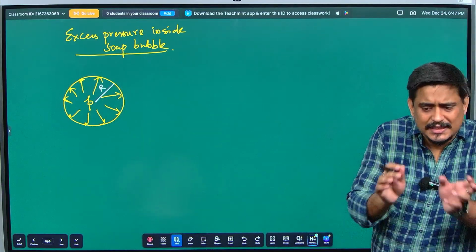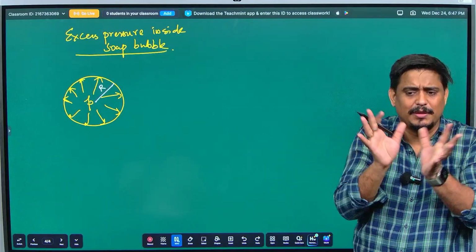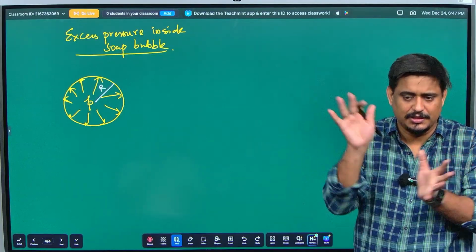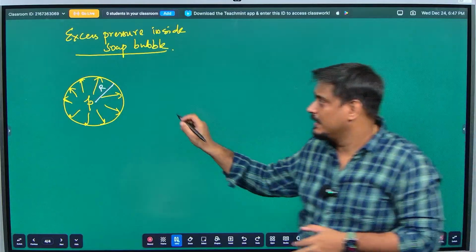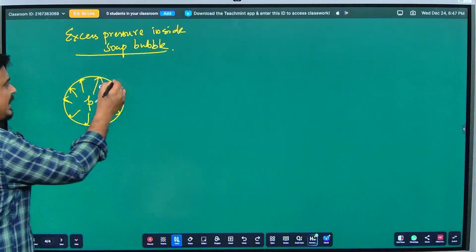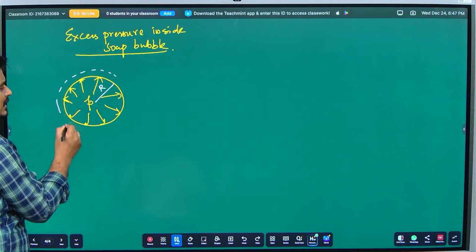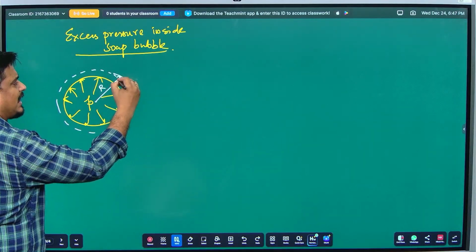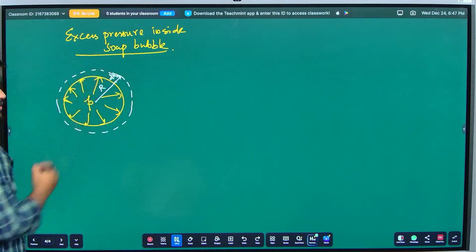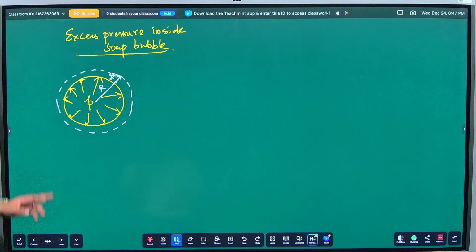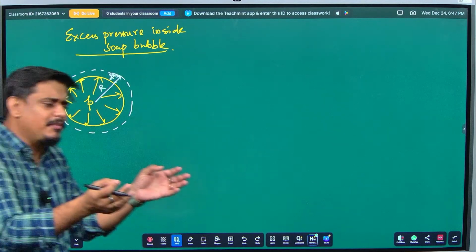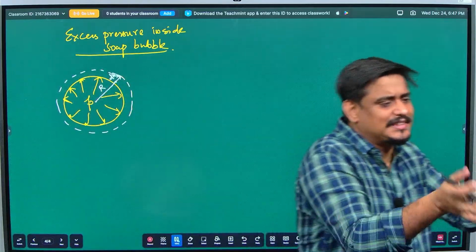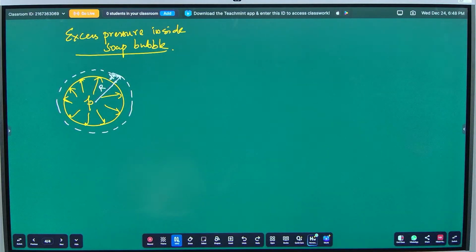Since there is a pressure acting on this bubble, it is expanding. After a few seconds, the area will become a little bigger, that is, the r will become a little bigger. Let me assume this extra increase in r is dr. So previously its radius was r, after some time radius became r plus dr. R dash I can write as r plus dr.